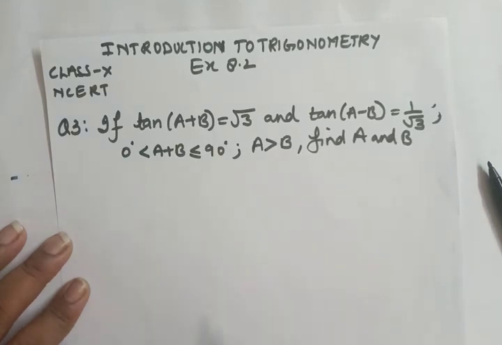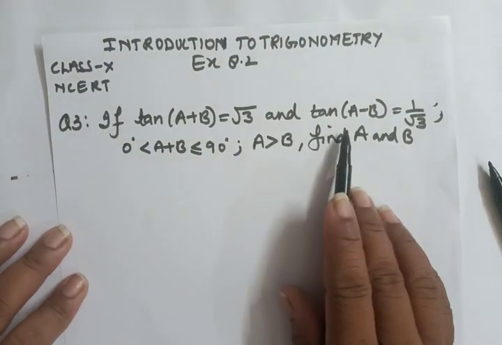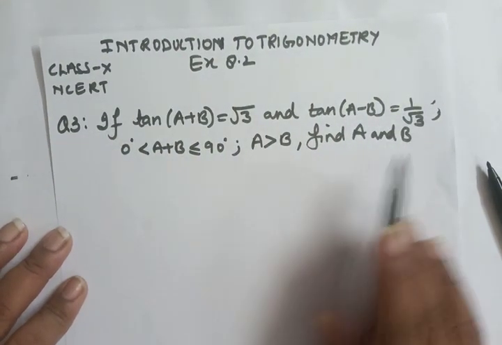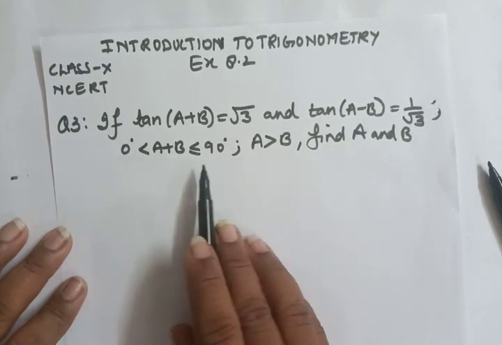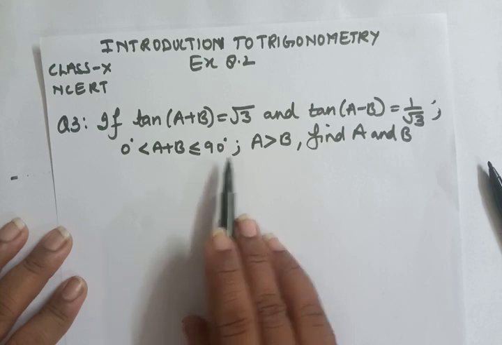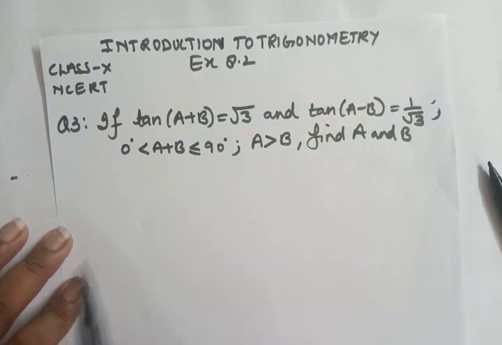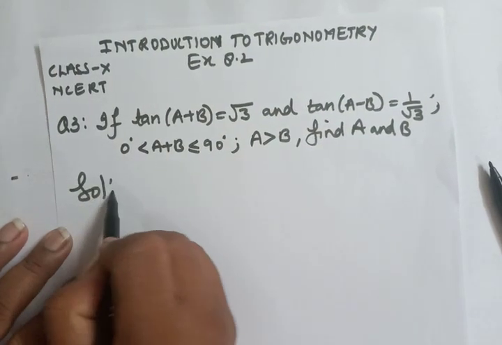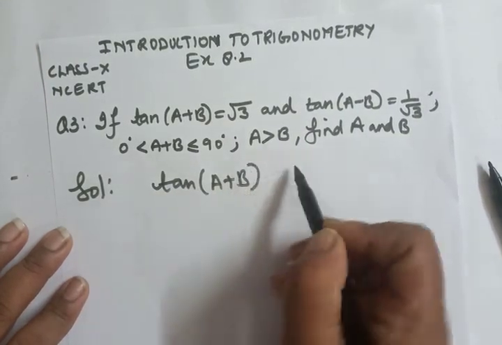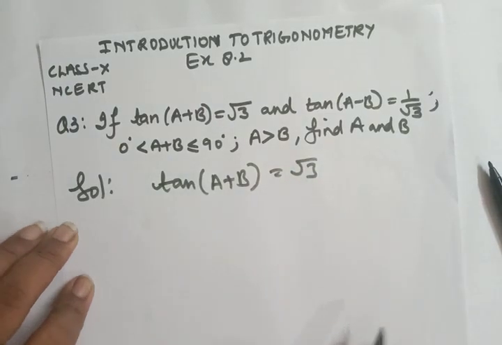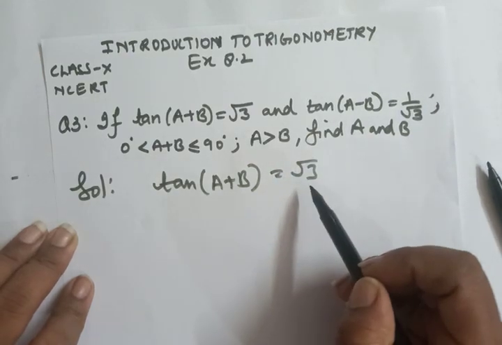Now the question given to us is: if tan (A plus B) is equal to root 3 and tan (A minus B) is equal to 1 upon root 3, where A plus B is greater than 0 degree and less than or equal to 90 degree, and angle A is greater than angle B, we need to find the values of A and B. So first of all, take tan (A plus B) is equal to root 3. Now we have to check which standard angle has the tan value root 3.